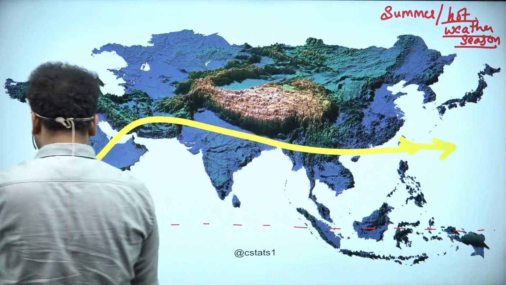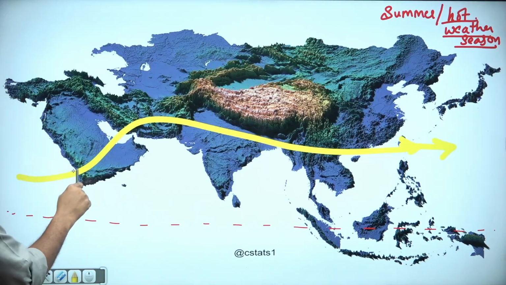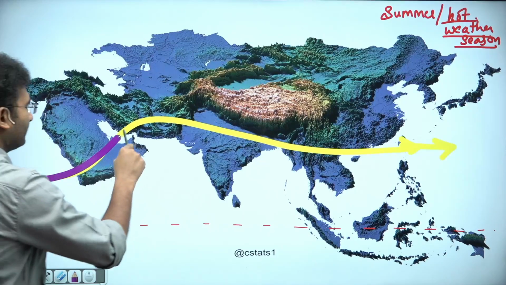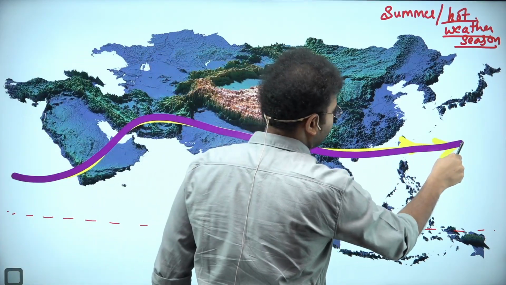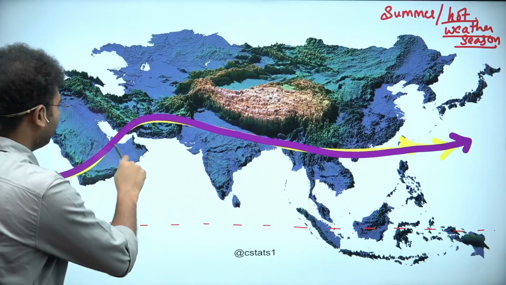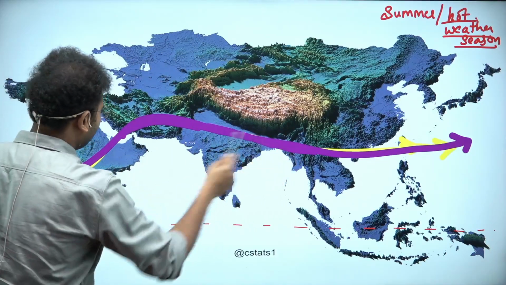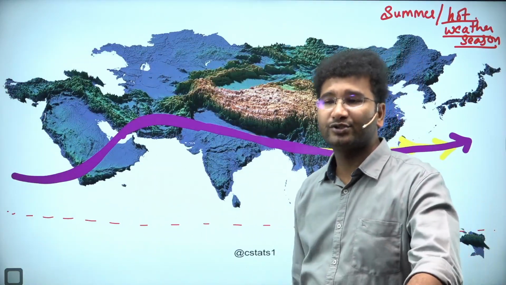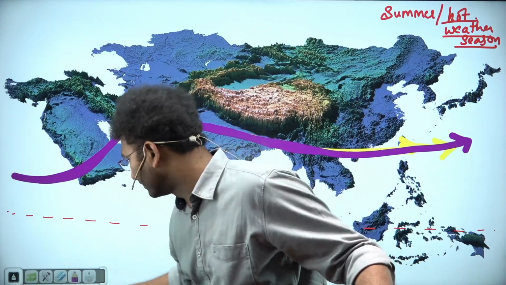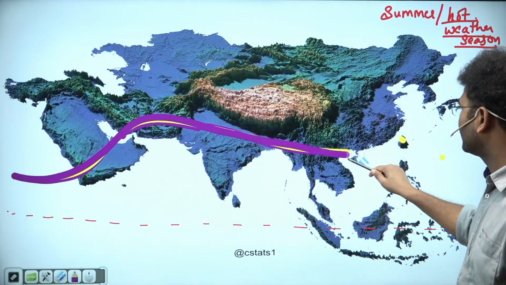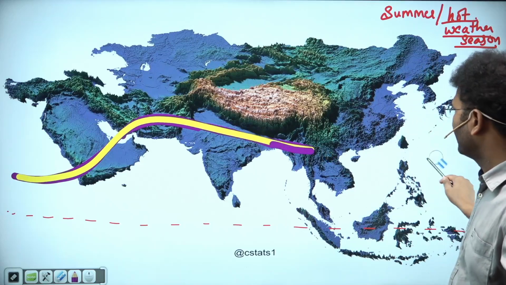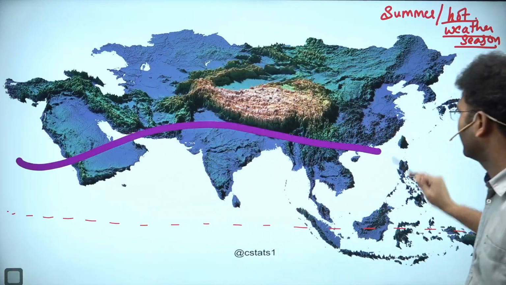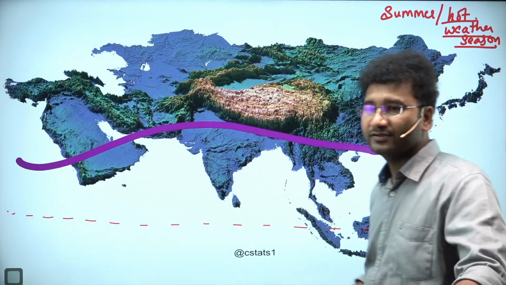Now at what height is this ITCZ zone present? Let me draw it with a different color. This is your ITCZ, the intertropical convergence zone, where the northeasterlies and southeasterlies come and meet. I should also show you where you find your jet stream. There are jet streams, which I told you about, but first, this is your ITCZ zone, south of the Himalayas.